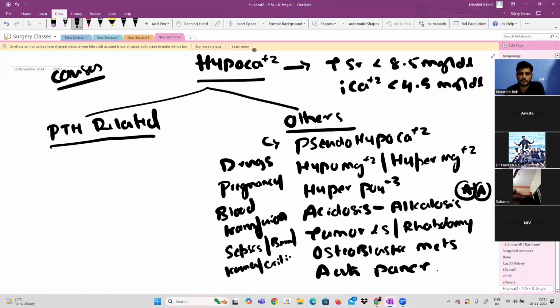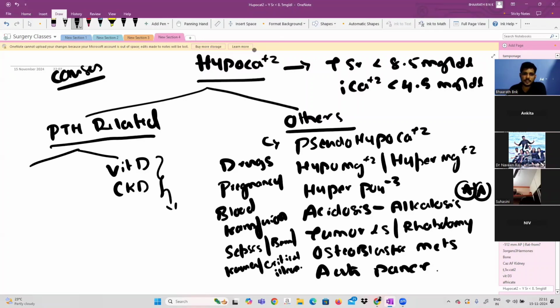So all of this can cause hypocalcemia. So when it is PTH related, it can be either because of vitamin D deficiency, or it is because of chronic kidney disease, or pseudohypoparathyroidism. Right. So in vitamin D deficiency and CKD, actually there is increased parathyroid hormone, but there is reduced serum calcium. We'll discuss in a while.